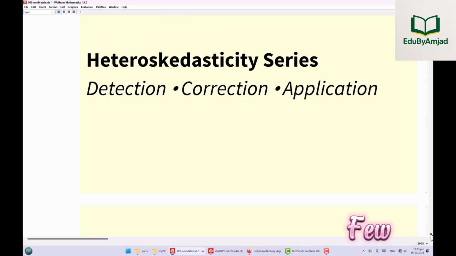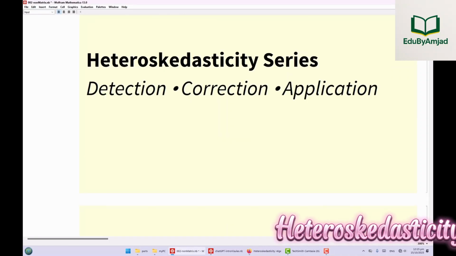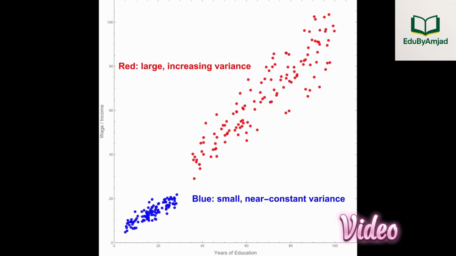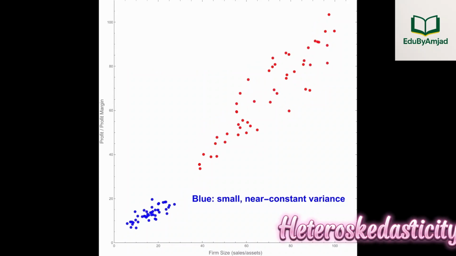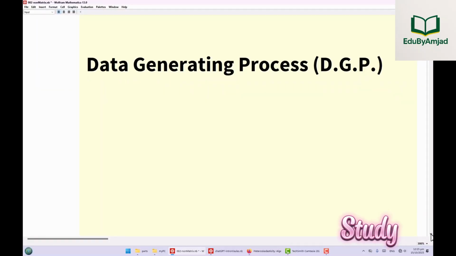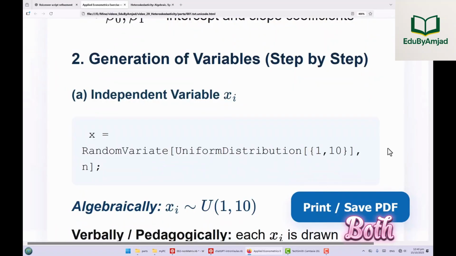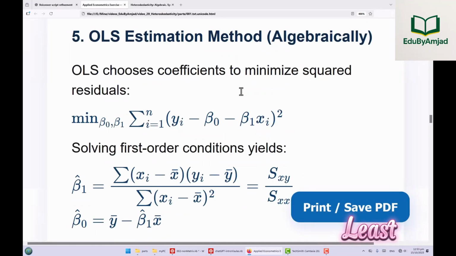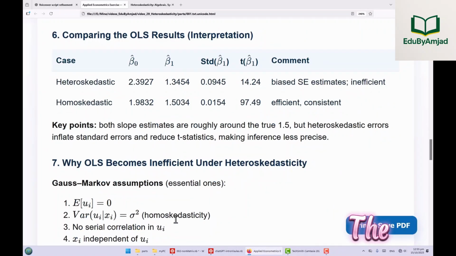In this, and the next few videos, we'll explore heteroskedasticity, how to detect it, and how to correct it. In today's video, we'll begin with the graphical detection of heteroskedasticity and homoskedasticity. We'll study the data generating process, often called DGP. Here, we'll create both the independent and dependent variables, step by step. Next, we'll visualize the generated data using graphs, and then run ordinary least squares, OLS, regressions on both homoskedastic and heteroskedastic data sets. Finally, we'll compare the results to see how heteroskedasticity affects estimation accuracy.